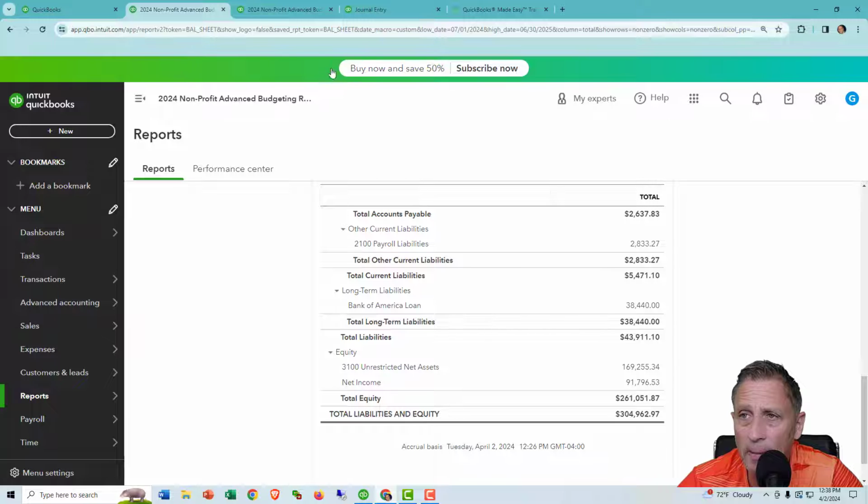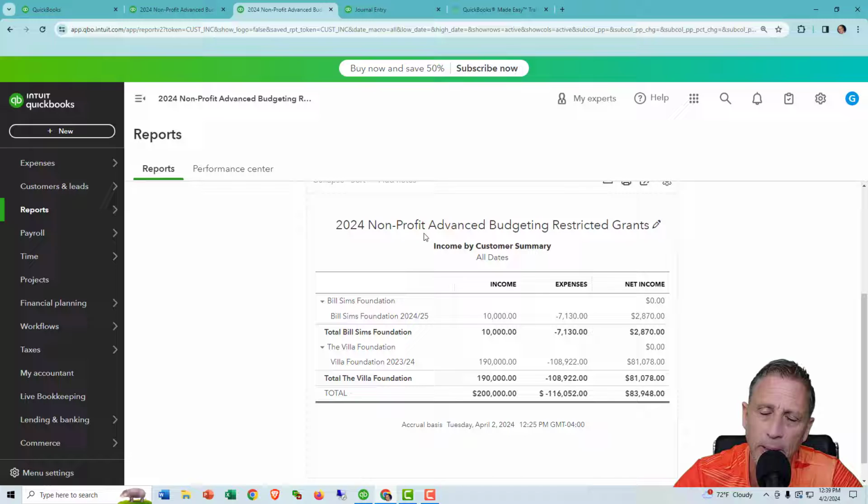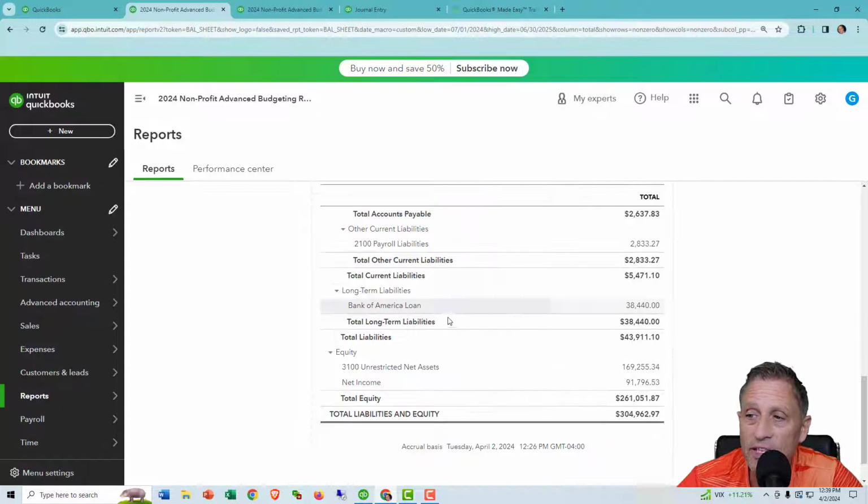But in QuickBooks Online, here's a little report that you can get, and I'm going to show people how to do this when I have the online session, which is on Thursday. But this tells me for each of my grants how much I've gotten in, how much I've spent, and what I have left. And what I have left is $83,948. So what that means is when I give this to the board, I want the board to know that out of this 261, which is basically all of my assets minus my liabilities, 83,000 of that is restricted.